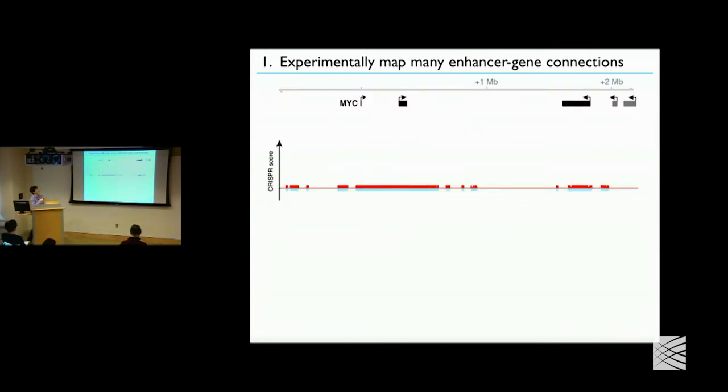This is the same locus that I showed a moment ago, centered on this important transcription factor called MYC. We tiled guide RNAs across a large portion of this 3 megabase region. So there are hundreds of thousands of individual guide RNAs in this region. And what I'm going to show you here is the CRISPR score. Essentially, higher on this axis means that you have a stronger reduction in the expression of MYC when you inhibit it. In other words, high on this axis means that you're a strong activator of MYC.